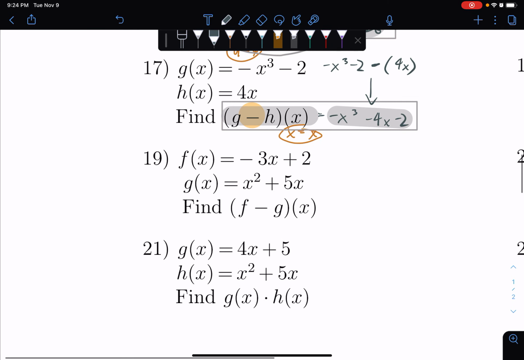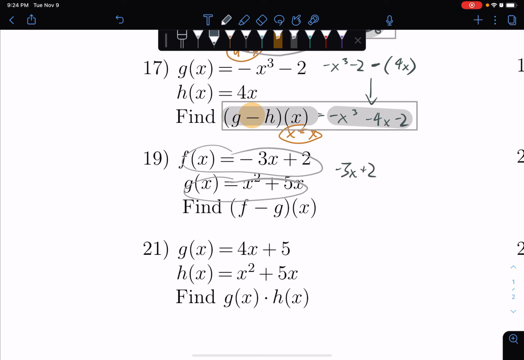Number 19, distributive property. We don't have to do that anymore. Just consider these. So f of x, negative 3x plus 2, minus the quantity g of x, which is x raised to 2 plus 5x. Because we have an operation of minus.